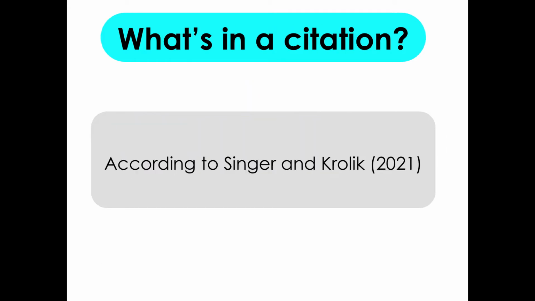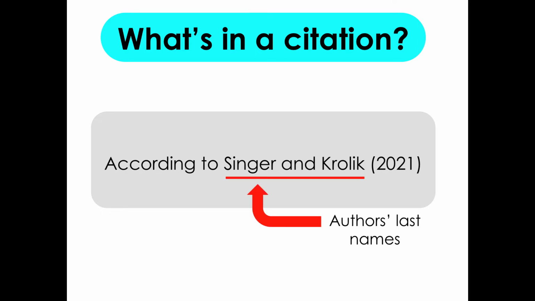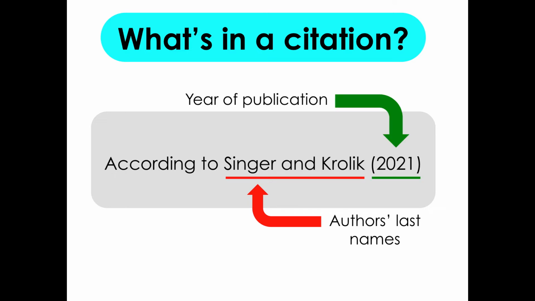So what are the parts of a citation? The most important part is the author's last name or author's last names. It's also standard to include the year of publication if you can identify it.